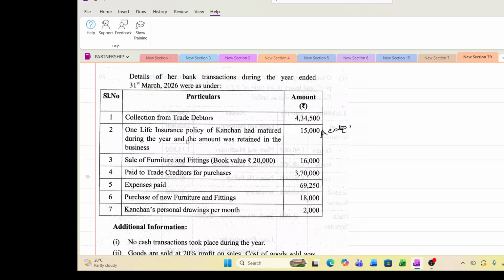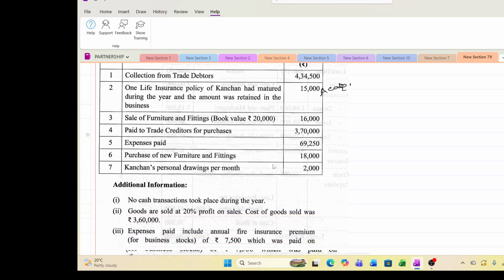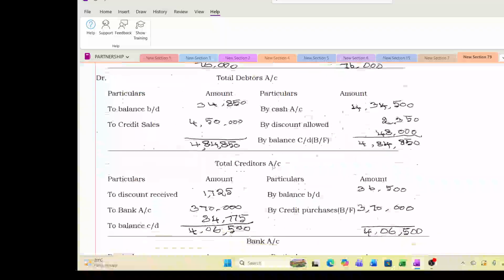Now coming to the next item, sale of furniture. Book value is 20,000. They have sold it for 16,000. So there is a loss of 4,000. So this 20,000 will go to your furniture account by bank account as well as by P&L account. So 4,000 will appear in your P&L account, and this 16,000 will appear in your bank account also, because you have received the money. So what we will do, we will first go to the bank account, then we will go to the furniture account.